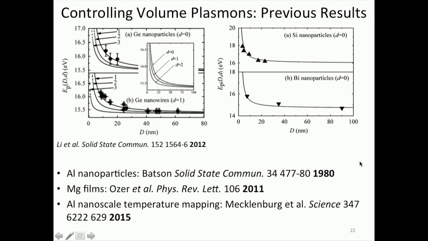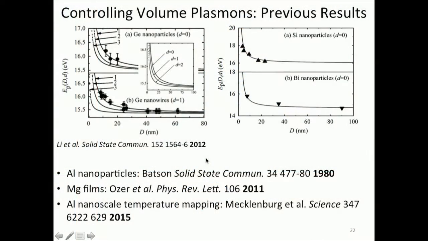So let's stop a little bit and look at what people have studied in the literature, and what is the behavior of volume plasmas as a function of feature size. Here, this paper is a nice reference. They try to do a modeling of the volume plasma energy as a function of feature size, and they gather a lot of different experimental results in germanium nanoparticles and nanowires, and also data from silicon and bismuth across the literature.